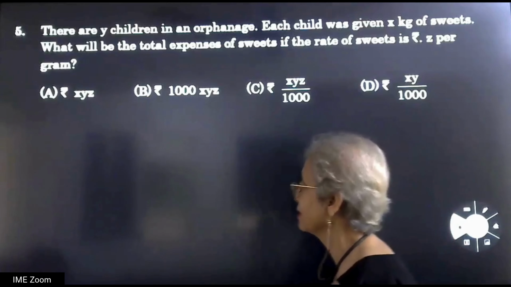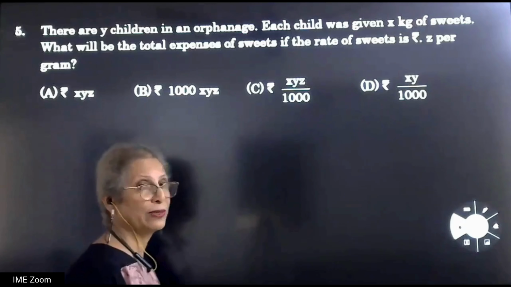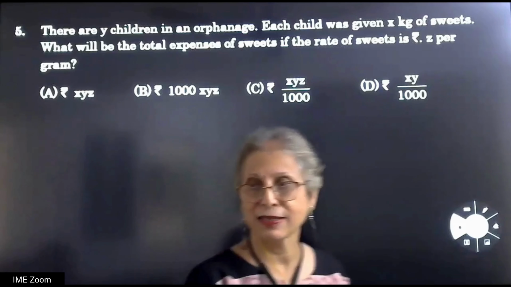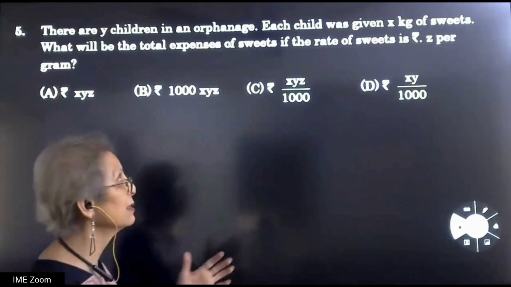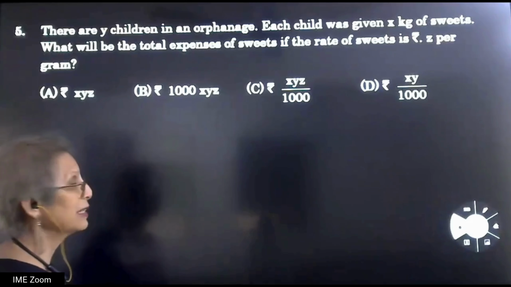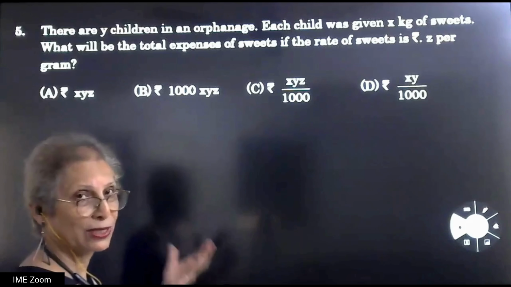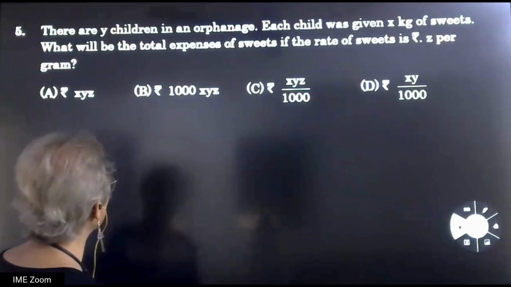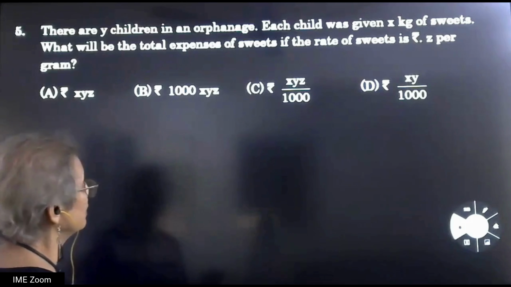Okay. Here again, same thing. There are Y children in an orphanage. Orphanage means where the children are kept, those who don't have parents, they are kept in that institute. There they learn, there they work. They take care of such children. So why there are Y children in the orphanage.